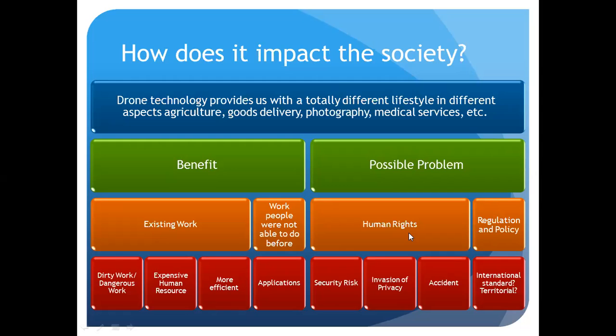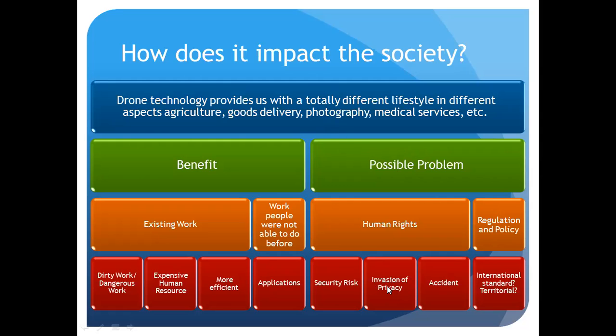So possible problems, what problems occur? Human rights. It means you cannot send a drone into anyone's property and see someone's property just like that. Then regulation and policy. So our acts are there as per government acts. We can follow the regulations or policy for using this drone technology. Then security risk. Here security risk is very important. This is one of the problems we can face by using the drone technology.